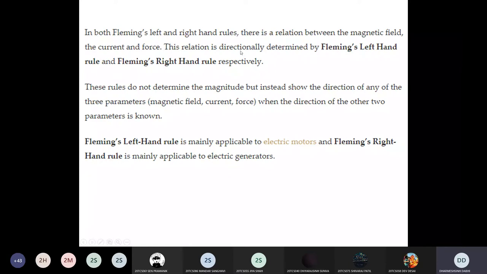So this rule is not used to determine the magnitude, but it shows the direction of any of these three parameters. If you know any two parameters' direction, then you can easily determine the direction of the third parameter. So if you know the direction of magnetic field and current, you can easily know the direction of force. So out of these three quantities, you must know the direction of two so that you can identify the direction of the third parameter by using these two laws. As I said, Fleming left hand rule is applicable for the electric motor, and right hand rule is applicable for the electric generator. It may be an AC generator or a DC generator. Clear?